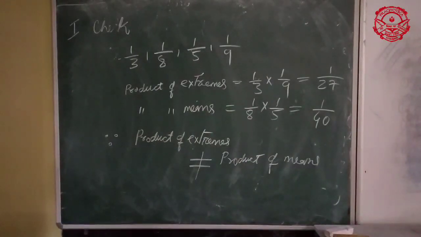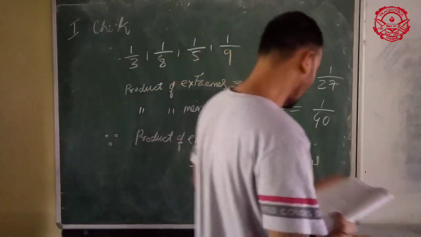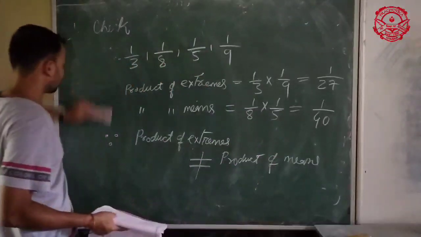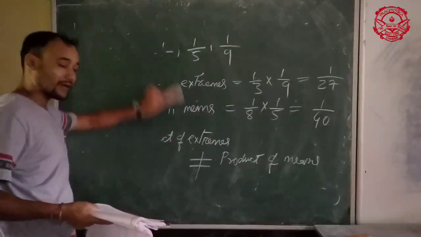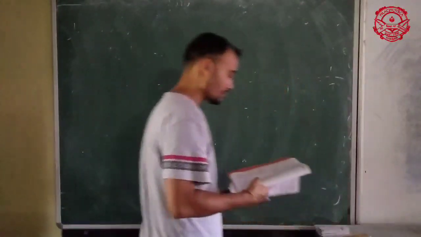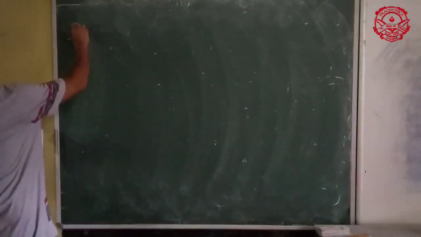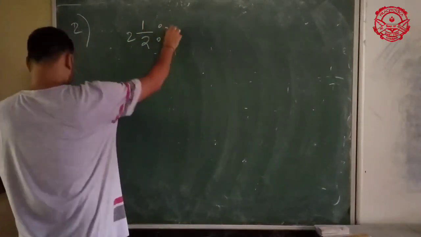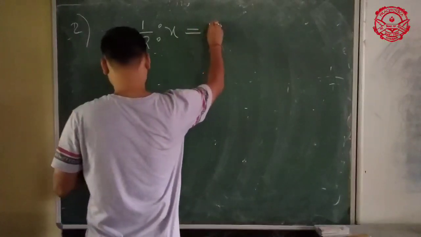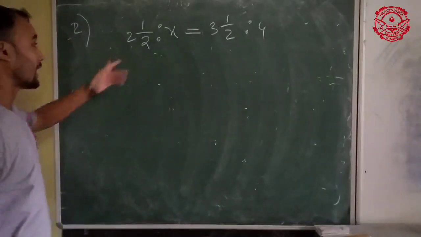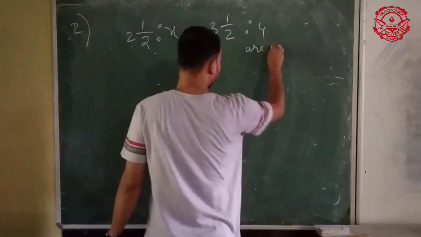Now we'll go to another example. The question is saying, question number 2. Find the value of x in the proportion. There are particular numbers that are in proportion, and in that there is a variable, that is x. We need to find the value of x. Fine. Now question number 2. It is saying that 2 1 by 2 is to x equal sign 3 1 by 2 is to 4. They are in proportion. The question is saying they are in proportion.